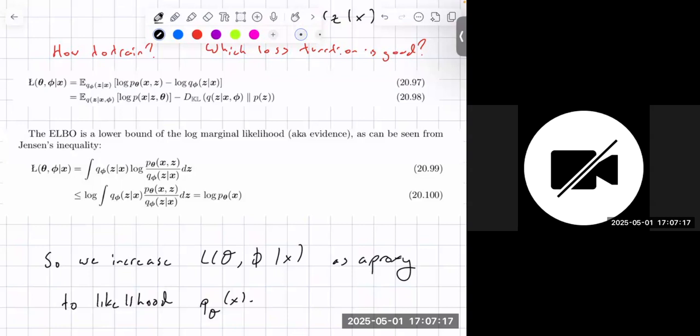Evidence lower bound. Thank you. Evidence lower bound. So basically, you maximize this.